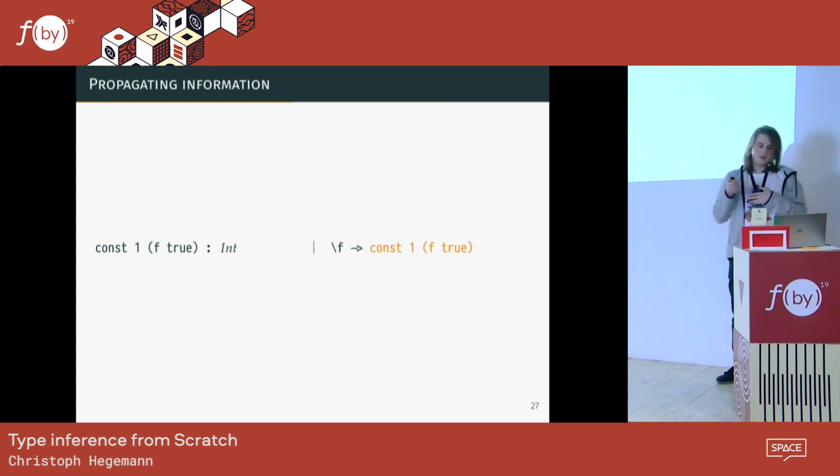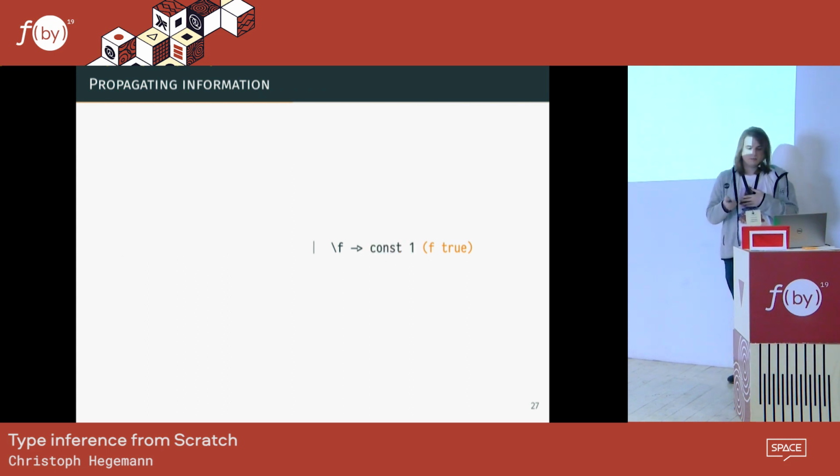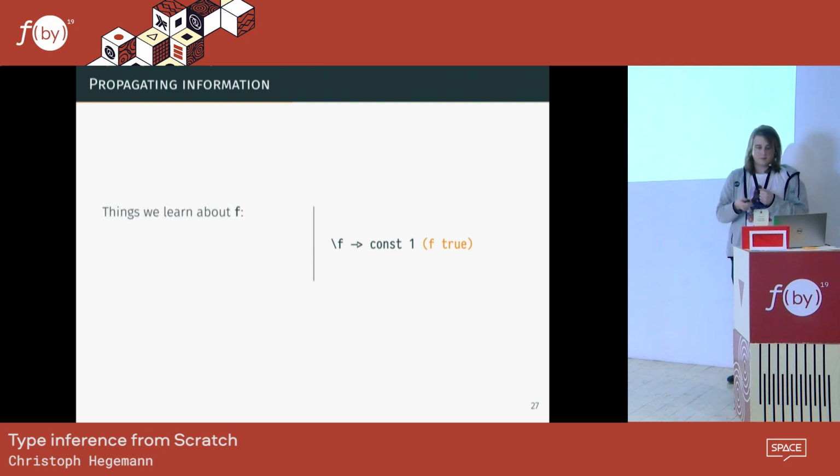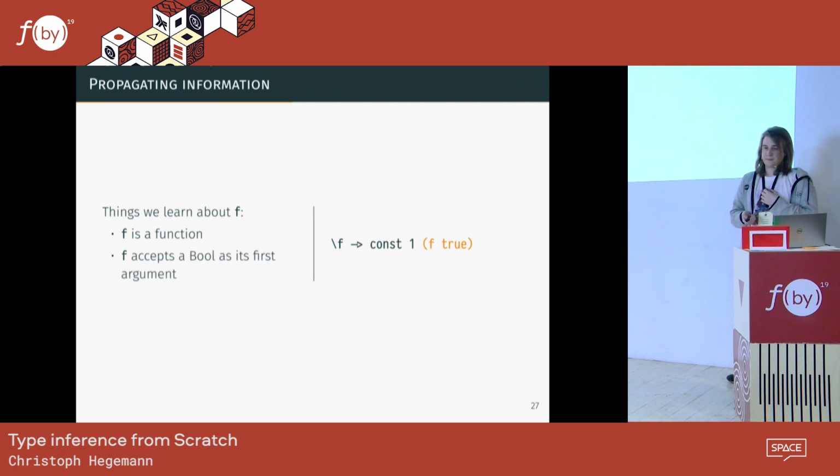But that's not sufficient, because there's another piece of information here, and that is the second argument to const, where we apply f to true. And we'd like to capture the information, because if we look at this, we can learn that f needs to be a function, and f takes as its first argument a Boolean.